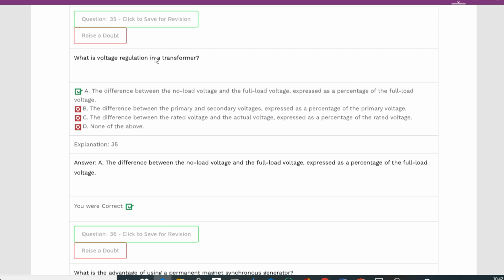Now what is voltage regulation in transformers? Voltage regulation is the difference between the no load voltage and the full load voltage expressed as a proportion of the full load voltage. So option A is correct here. This question is from the electrical machines subject, transformer chapter.